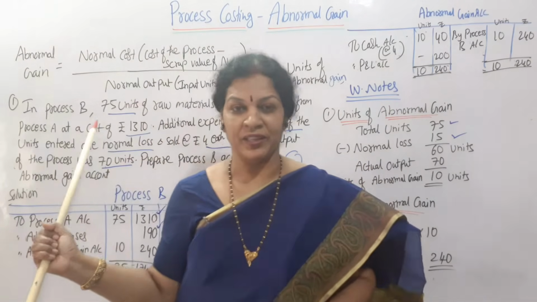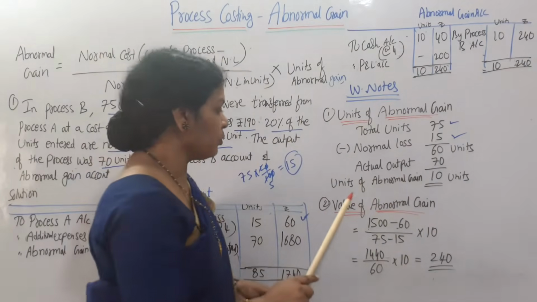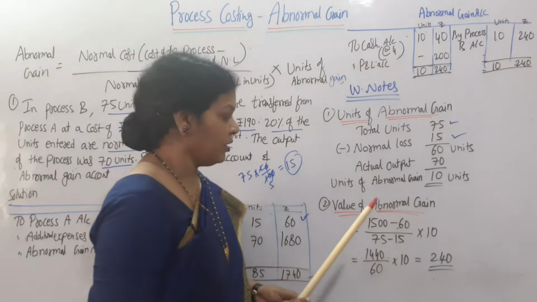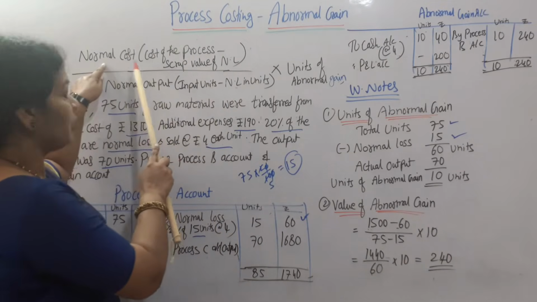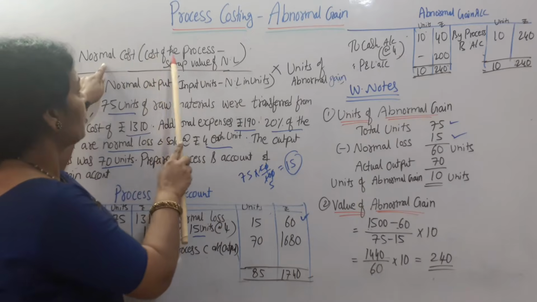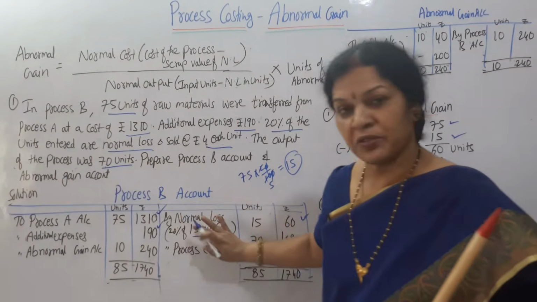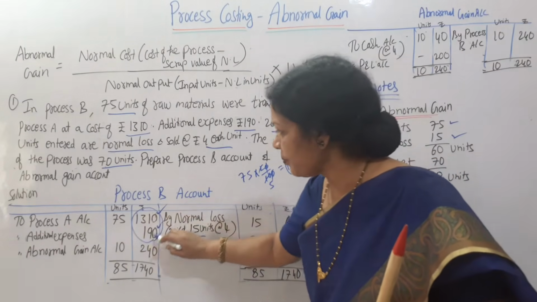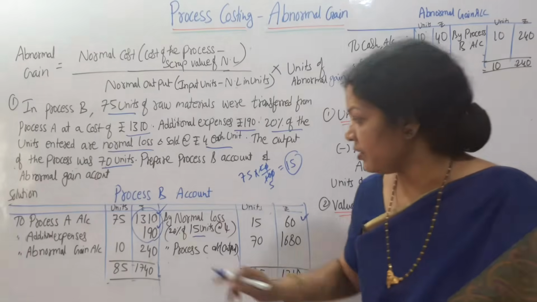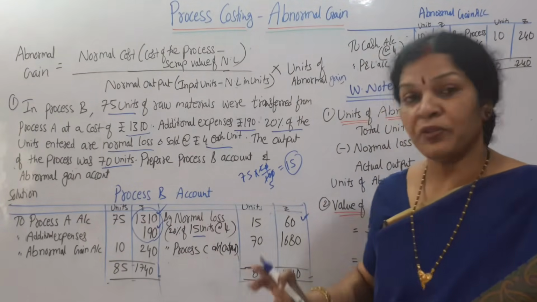Use the formula. As per the formula, calculation of abnormal gain in rupees, the value of abnormal gain. As per the formula, what will we take? Normal cost. Normal cost, how do you get? Cost of the process. This is the process, so the process is 1310 plus 190. It comes to 1500.